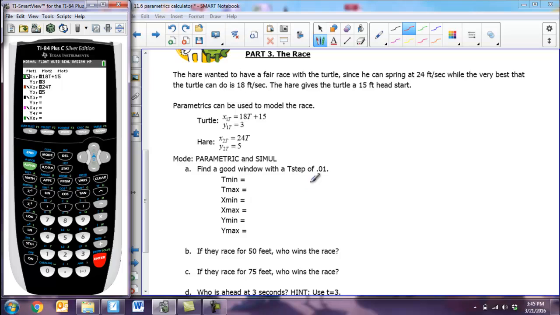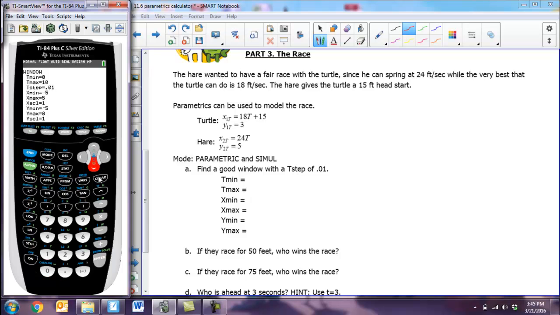And now they're asking me to find a good window with the t-step of 0.1. Well, I know that the t-min, t-max, that's going to be time. So I'm going to give this race a good amount of time, probably a good 10 seconds, right, because they're going pretty quickly. And then they say my t-step needs to be 0.01, so thankfully I don't have to think about that.